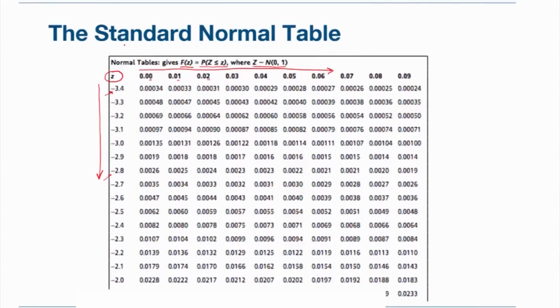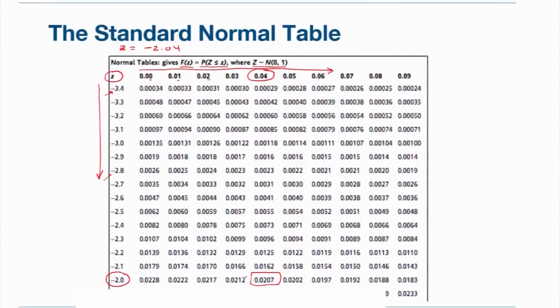So let's do an example together. We have a specific value, little z, equal to minus 2.04. First thing we do, we go down the left-hand side of the table and identify minus 2.0. Then we go across the top of the table and identify the second decimal place, 0.04. And we look at where those two intersect. So for z equals minus 2.04, we get a value of 0.0207. So what does that mean?